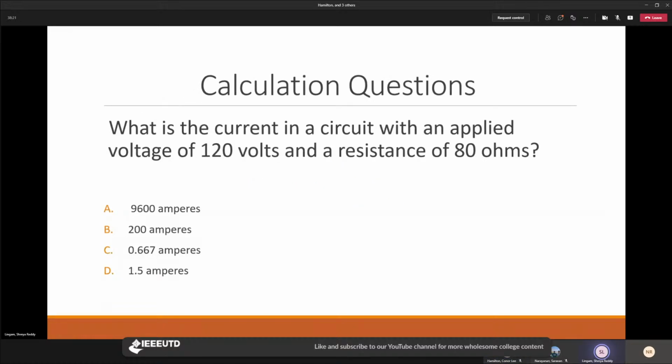Okay, so let's move on to the second calculation question. It reads, what is the current in a circuit with an applied voltage of 120 volts and a resistance of 80 ohms? A, 9,600 amperes, B, 200 amperes, C, 0.667 amperes, or D, 1.5 amperes. So I'll give everyone 15 seconds.